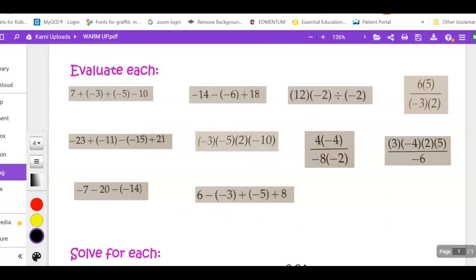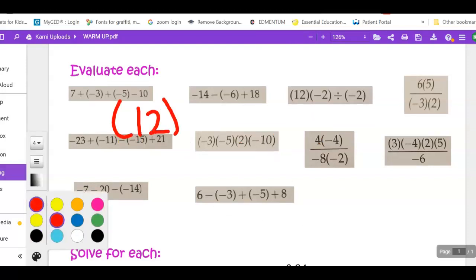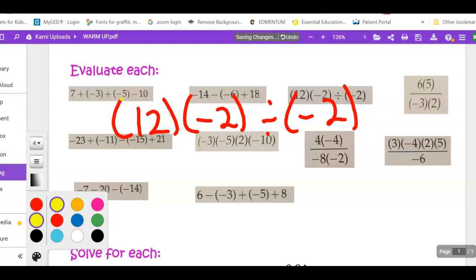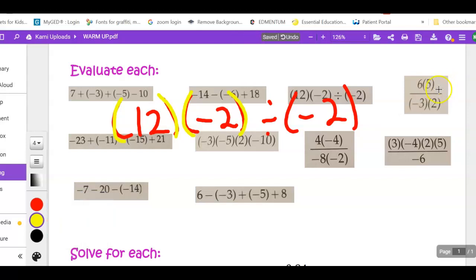All right, taking a look at our next one. We write it over here. I have 12 times -2 divided by a -2. All right, let's remember, anytime we see a set of parentheses and they're right next to each other like this, that means multiply. So I'm multiplying 12 times a -2. What is the rule when we have a positive times a negative?